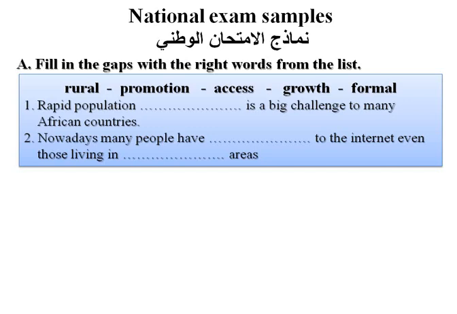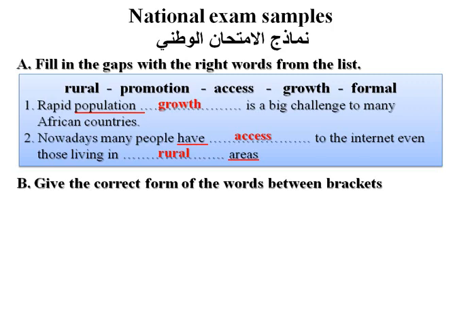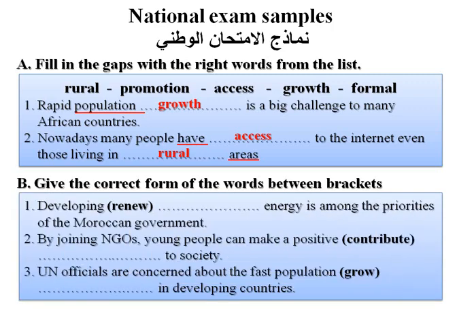Okay, so first step, as usual, we shall underline the keywords. First keywords, we have population. The second one we have, and the third one we have areas. So population requires growth. We say have access to the internet, have access to something. And the last one we have areas requires rural. Second exercise, give the correct form of the words between brackets. Developing renewable energies among the priorities of the Moroccan government. Second one, by joining non-governmental organizations, young people can make positive contribute to society.